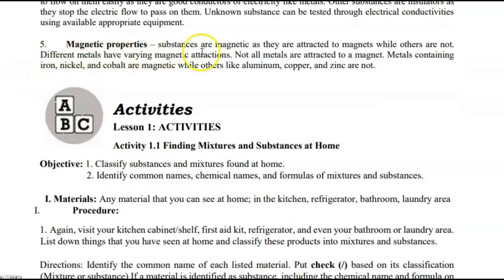Magnetic properties. Substances are magnetic as they are attracted to magnets while others are not. Different metals have varying magnetic attractions. Not all metals are attracted to a magnet. Metals containing iron, nickel, and cobalt are magnetic while others like aluminum, copper, and zinc are not magnetic. Ibig sabihin, there are substances na na-attract sa magnet at meron namang mga substances na hindi na-attract sa magnets.